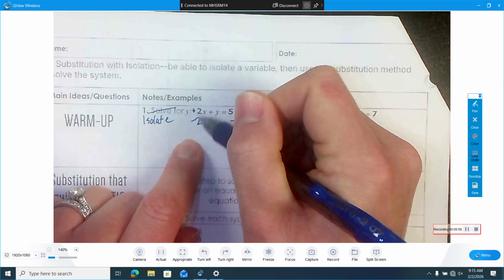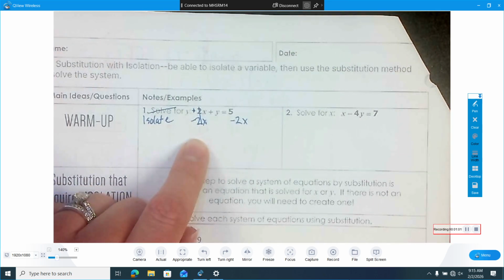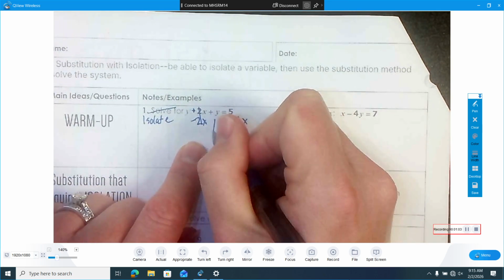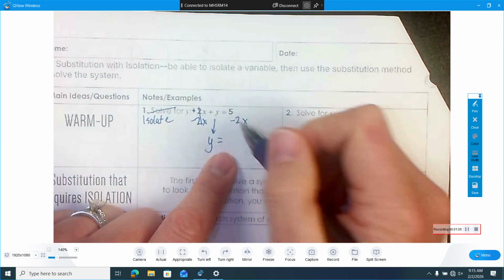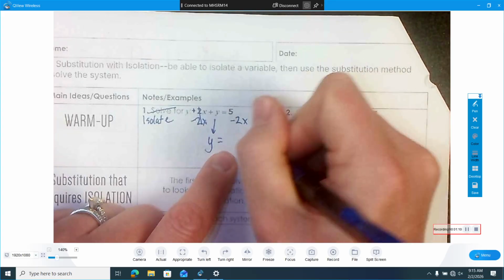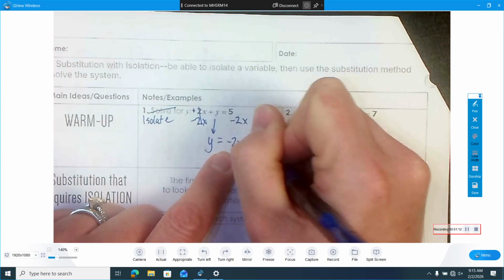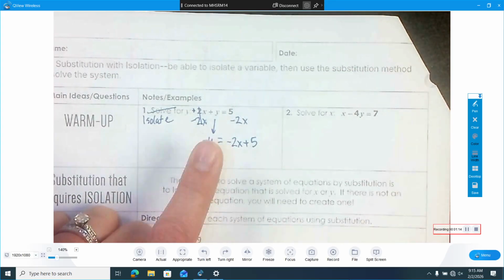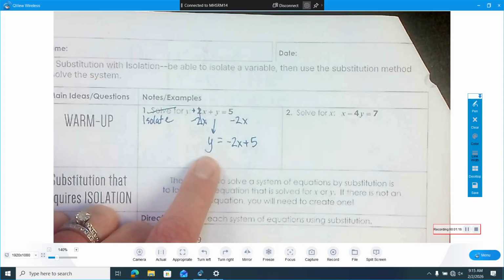Positive 2x and negative 2x cancel out. And now I have my y equals, what do I get on the right-hand side of my equal sign? A negative 2x and a positive 5. Beautiful. So now y is isolated. It's all alone, and that's exactly what we want.